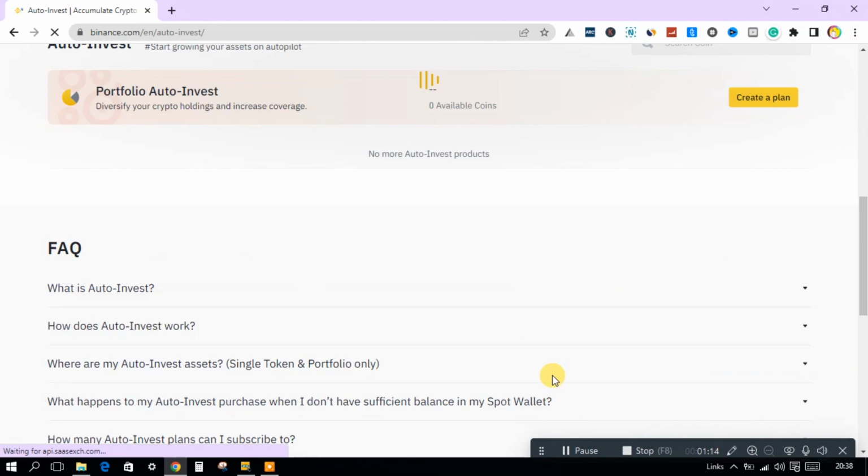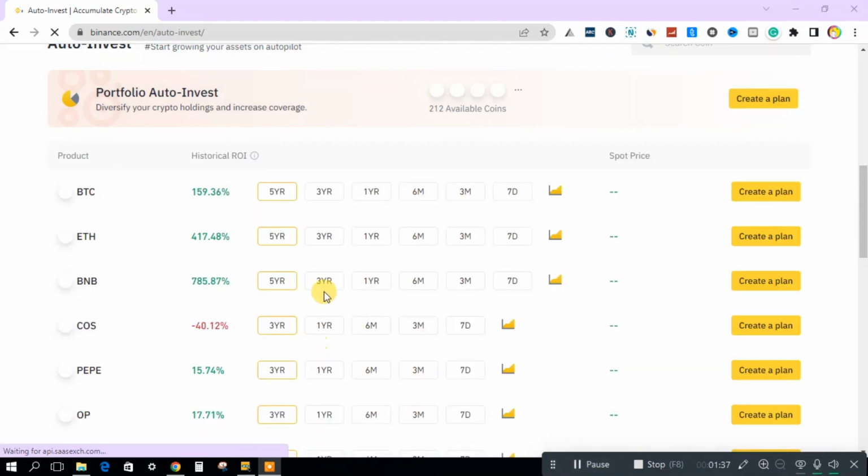So you can read from this pop-up what Auto Invest is. You can read it and understand it very well, rather than what I'm telling you. And my advice for you is do not invest more than you can afford to lose. Yes, invest the little amount that you have, rather than borrowing money and investing, because at the end of the day it's going to cost you a loss or damages.